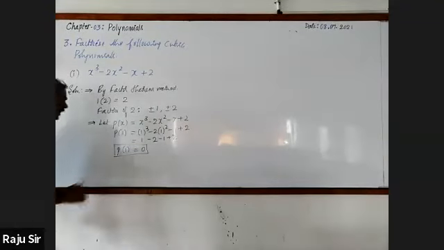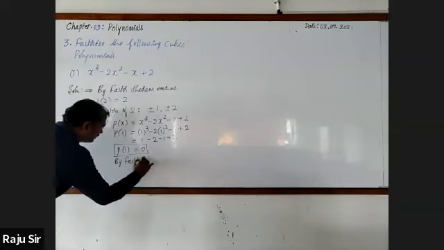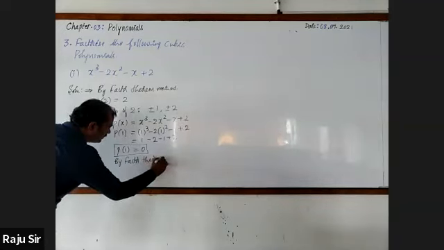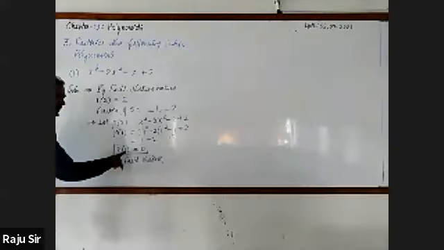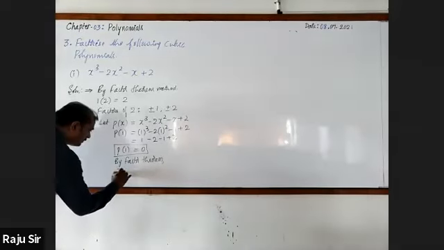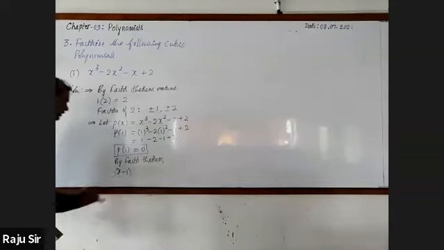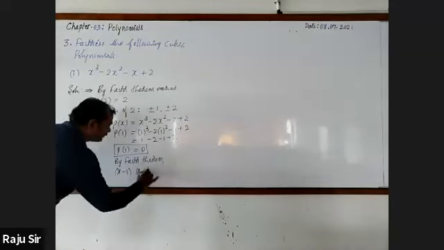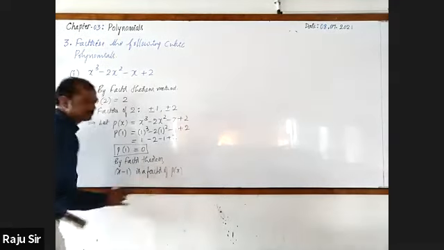Now, by the factor theorem, what is the factor? x minus 1. 1 is the zero, that is why x minus 1 is a factor of the polynomial. Right. x minus 1 is a factor of P of x.